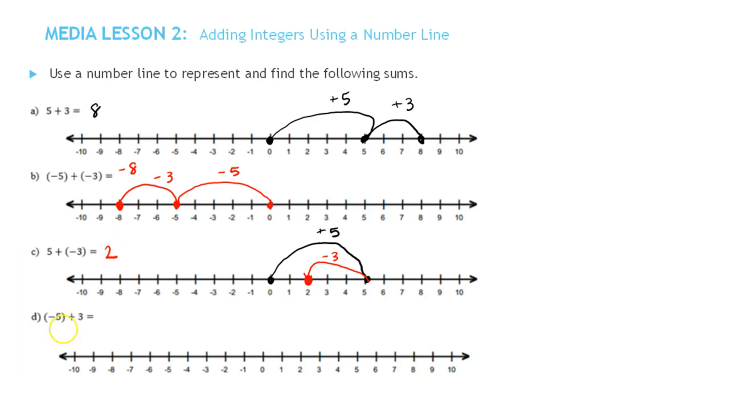And lastly, we're going to start at 0, go to negative 5, 5 in the negative direction. From there, we're going to add on a positive 3, so 1, 2, 3, and that takes us to negative 2. So negative 5 plus 3 is negative 2. And notice these results correspond with what we found with the chips.